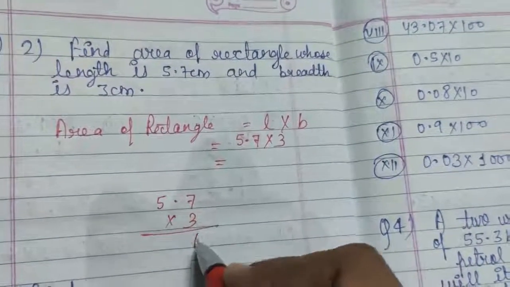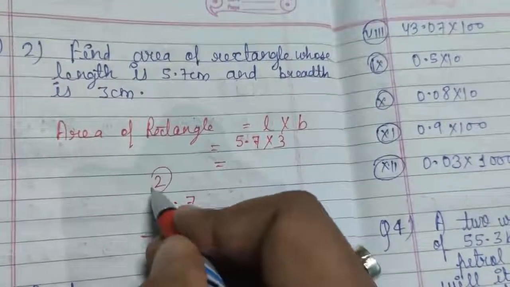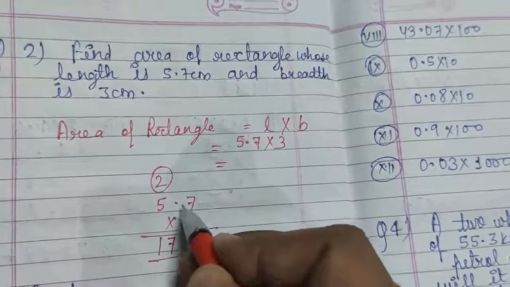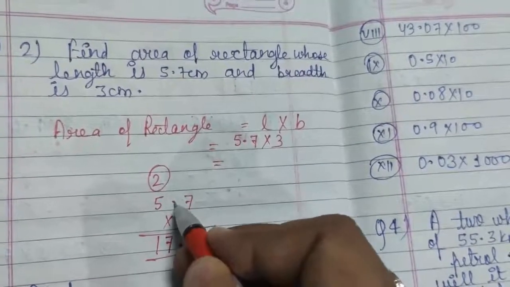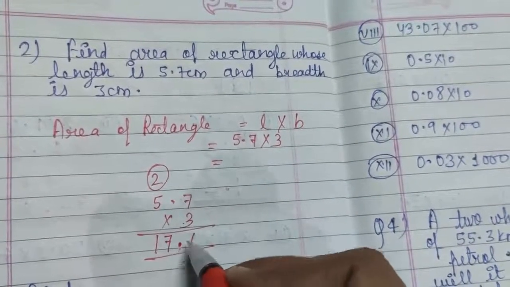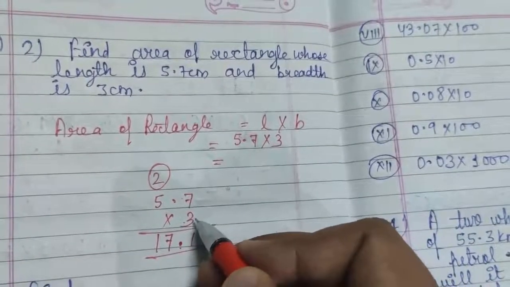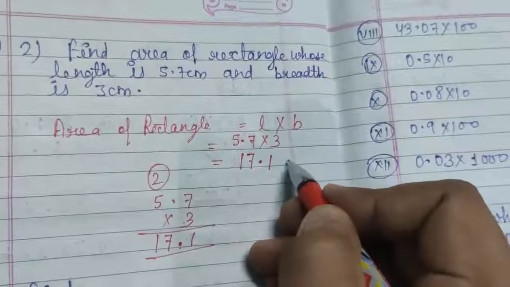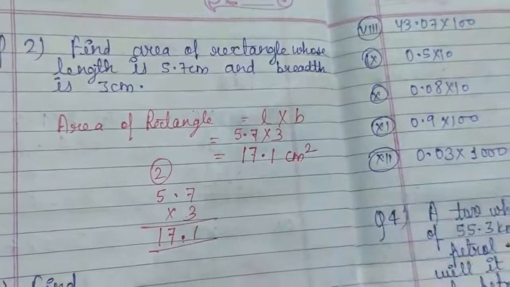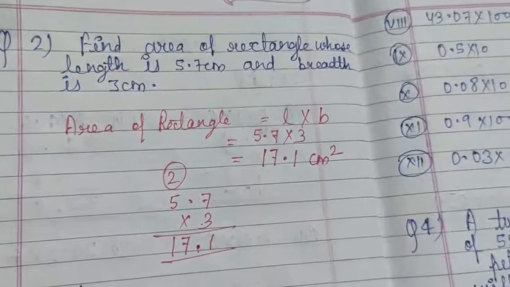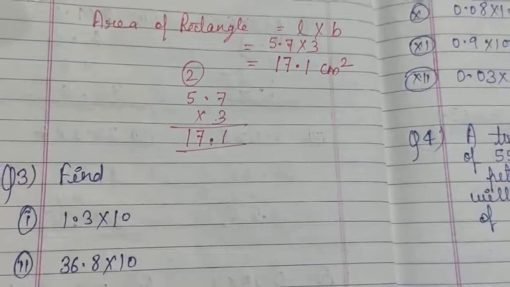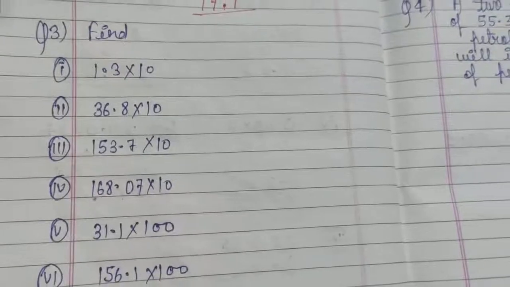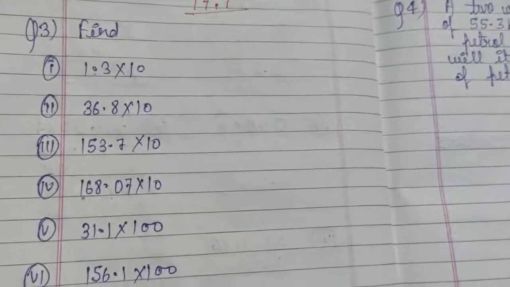So 3 sevens are 21, 2 carry, and 3 fives are 15 and 2 is 17, and the decimal place will be after 1, because here we put the decimal after 1, so here also we will put the decimal after 1 if there is no decimal place. So 17.1 centimeter square. Centimeter square is the unit of area of a rectangle, or of any other area, the unit will always be square. Now here you can see question number 3.